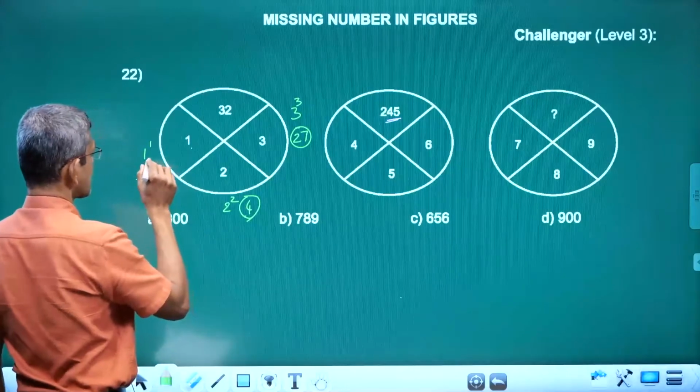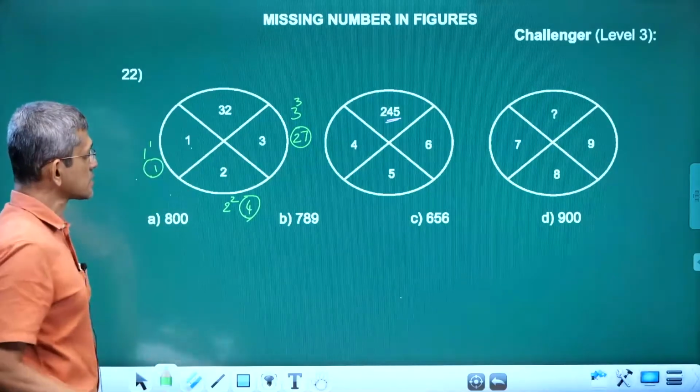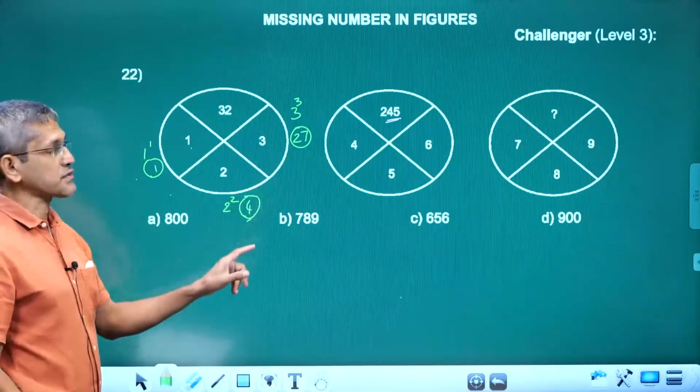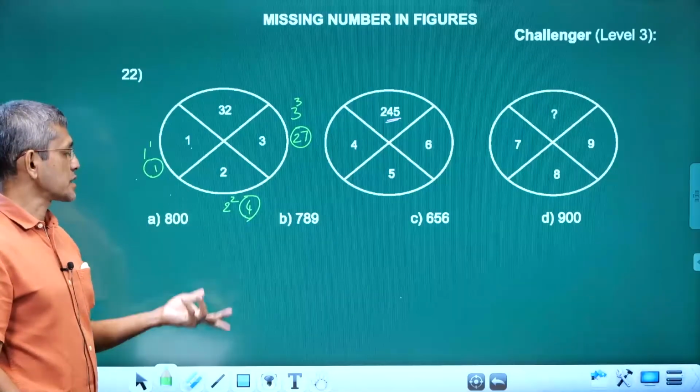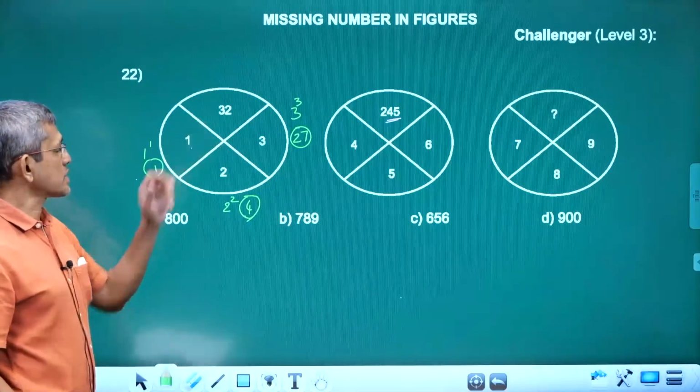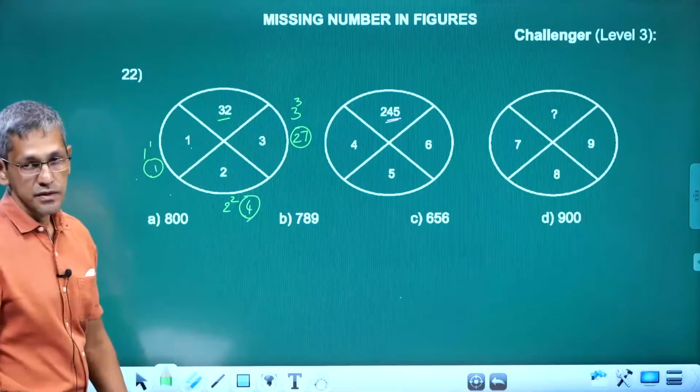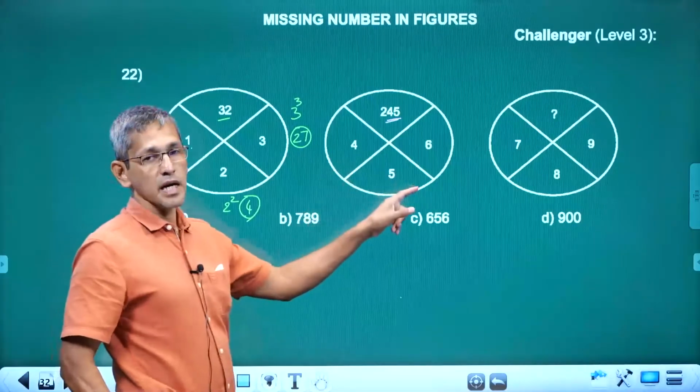And this is 1 raised to 1 is 1. So now let's check it out. 27 plus 4 is 31. 31 plus 1 is 32. Alright, so we got the number 32 here. However, we are not sure whether we are going to get the same pattern on the right hand side.